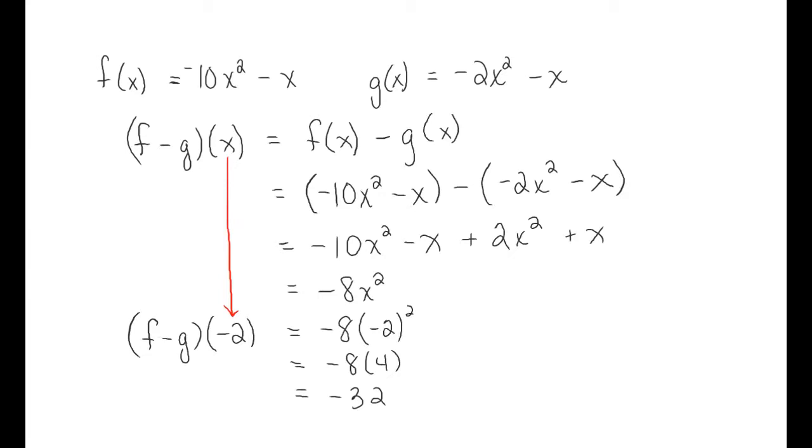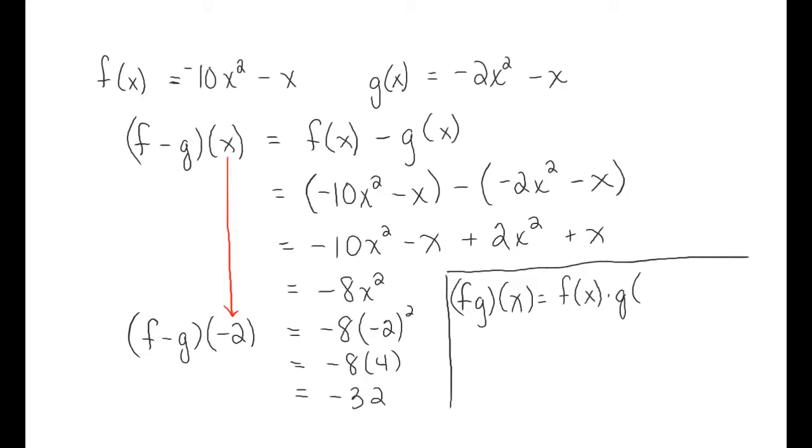Okay, what I was going to say about a related problem, it doesn't really matter what operation they're doing. So for example, they might have on here said, find f times g of x. And that just means multiply the two functions together. So you would take the first function times the second function. So you'd just do negative 10x squared minus x times negative 2x squared plus x, and you'd multiply that out.